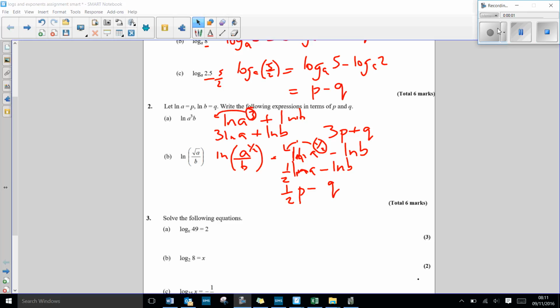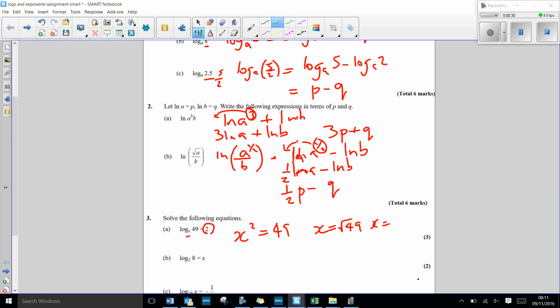We need to find x, so we're going to use the changing log to power format. So we know that x to the power 2, so the x is our base, this is our power, equals 49. Therefore we know that x is going to be the square root of 49, so x is 7.